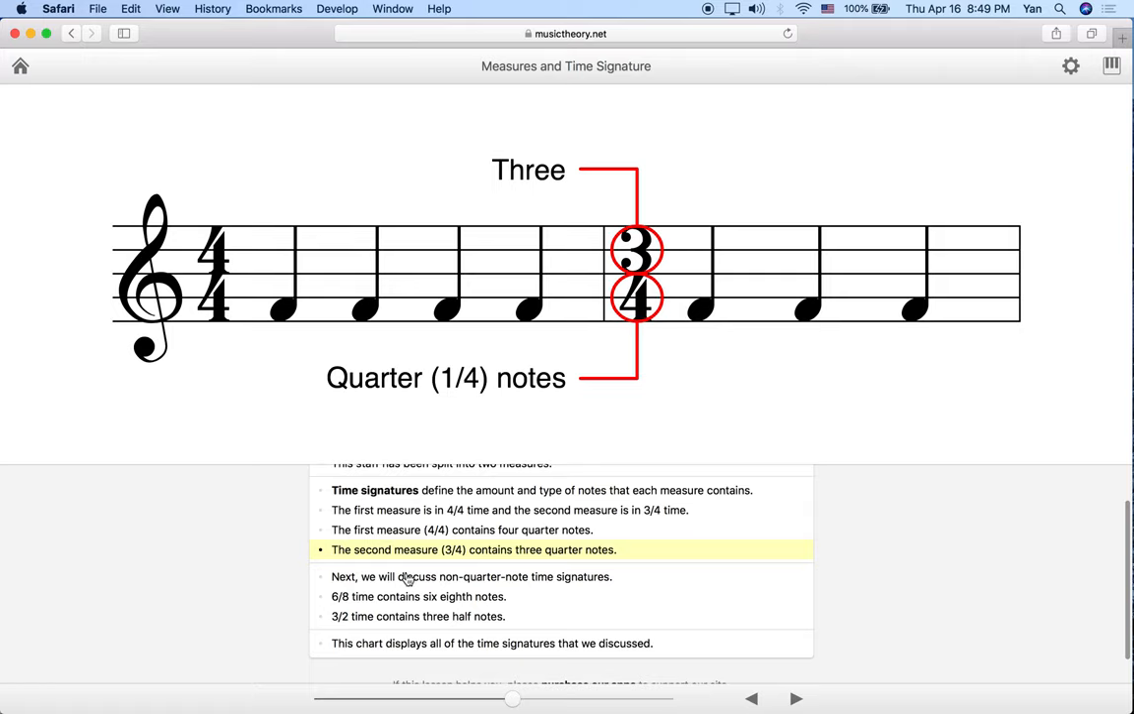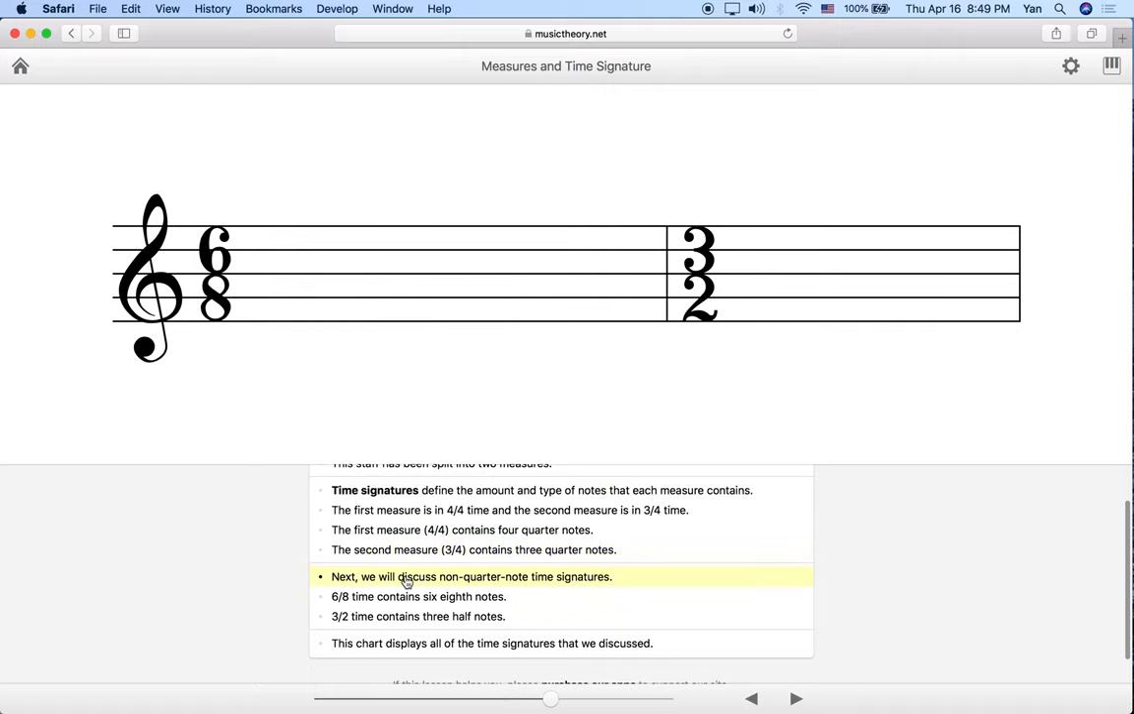Let's talk now about time signatures that don't use the quarter note as the value of the beat. So these are two fairly common time signatures in which the quarter note does not get the value of each beat. If we follow the same logic, let's look at the bottom number. This is 8. Now, if 4 was for quarter, the number 8 is going to be for 8th notes. And the number on the top, it's going to be 6 beats.